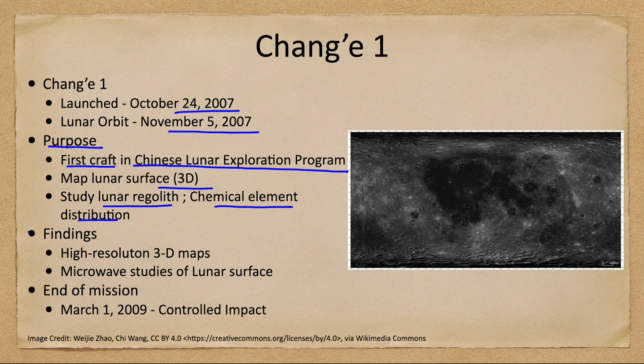Now, as with maps on Earth, they're distorted when we look toward the upper and lower sections, so the polar regions are very distorted here. Essentially, you have just a point stretched out across the whole map. And it was able to, again, give us some high-resolution 3D maps of the moon, as well as giving us microwave studies of the lunar surface.